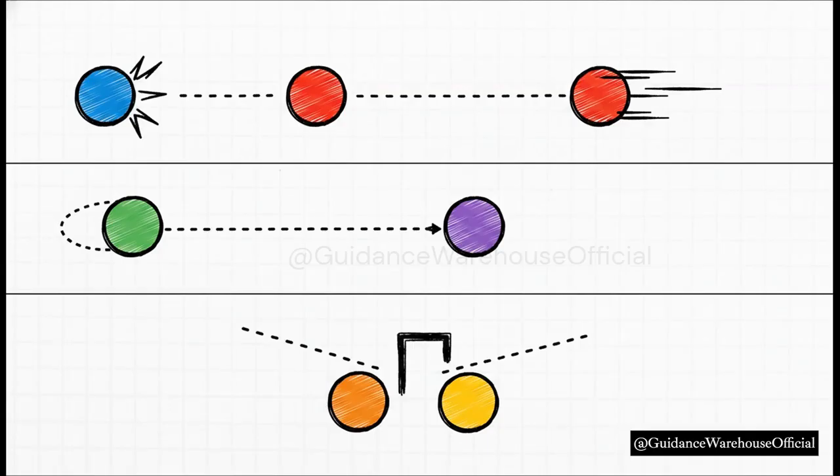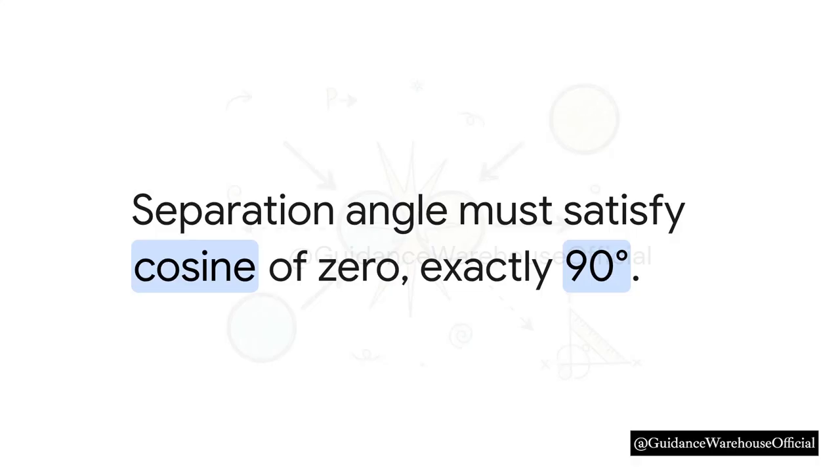1, a dead stop. The incoming ball transfers all its energy head-on and freezes in place. 2, a total whiff, meaning it completely misses. Or 3, and this is the really cool one, they strike and split apart from each other at exactly a 90-degree angle. For the energy and momentum math to perfectly balance out for 2 identical objects, the separation angle has to follow a strict rule.